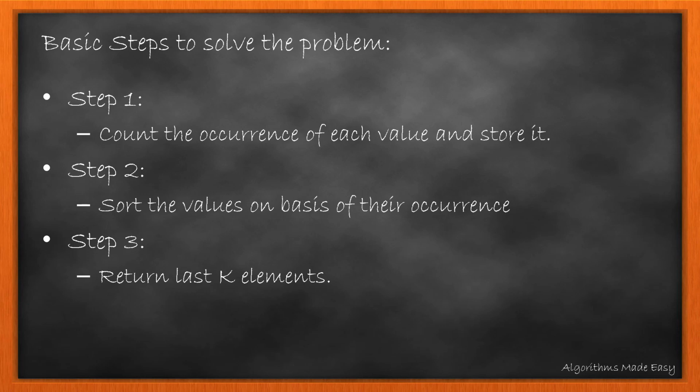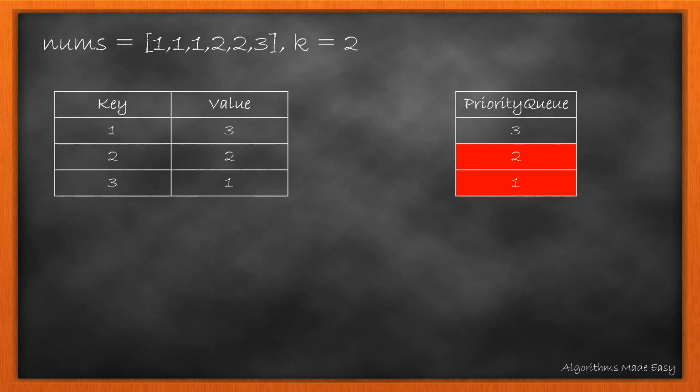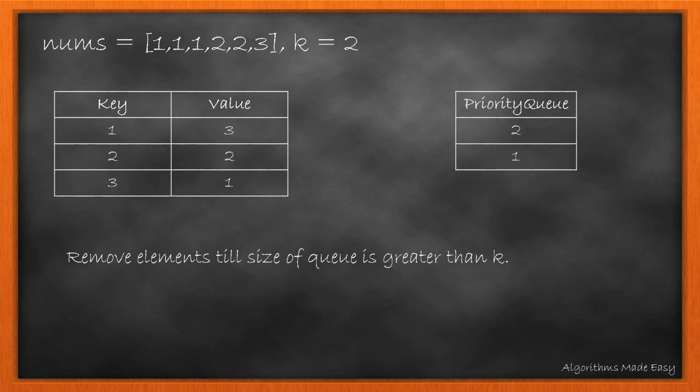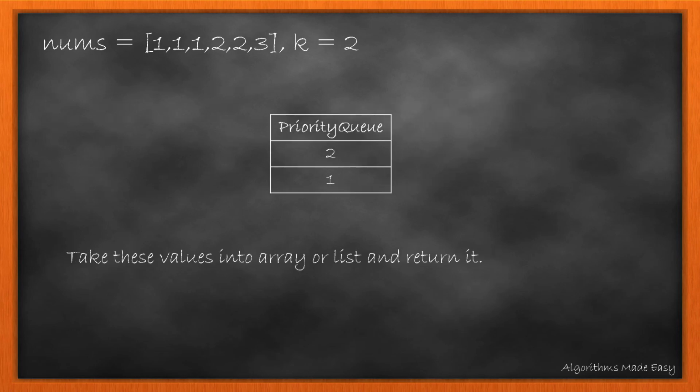Now comes the last part. We need to return the last k elements from the queue. Now as priority queue is not index based, we need to remove all the elements other than the last k elements. So we continue to remove the elements from the queue till its size is greater than k. This leaves us with a queue of k most frequent elements. Now we can take these values into an array and return it.